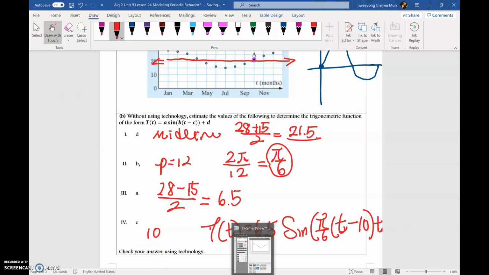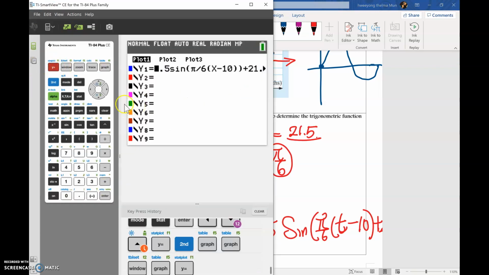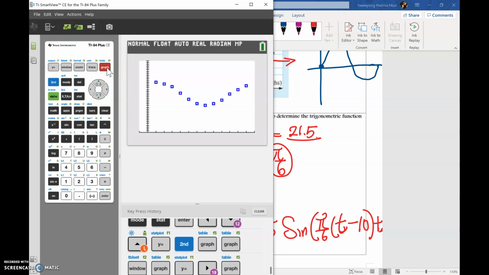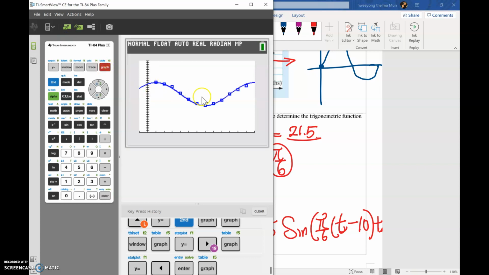So let's graph this on the calculator. I did this prior, and I put this equation in the calculator, just like that. I want you to do the same. Then you're going to graph, and you're going to see if that graph touches all those points in our model. I'm going to turn on my graph because I left it off for a sec. So I'm going to press graph, and there we go. So this graph perfectly models our graph.